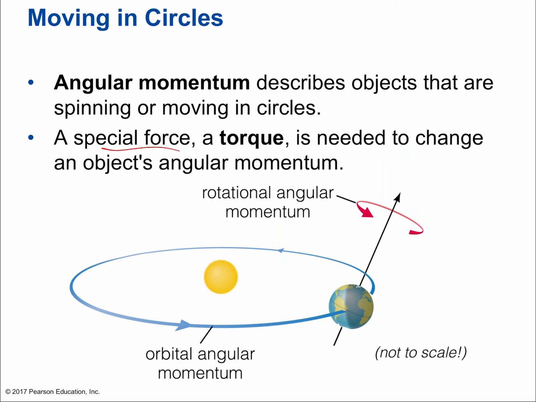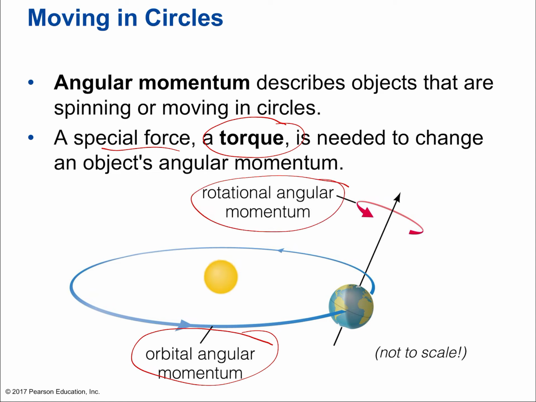So a net force changes momentum. A net torque changes angular momentum. And here are the two examples of angular momentum: orbital angular momentum and rotational angular momentum. All right? And a net torque could change that.